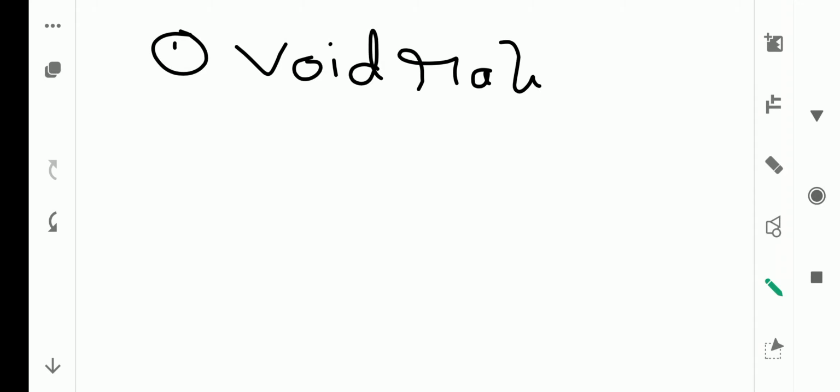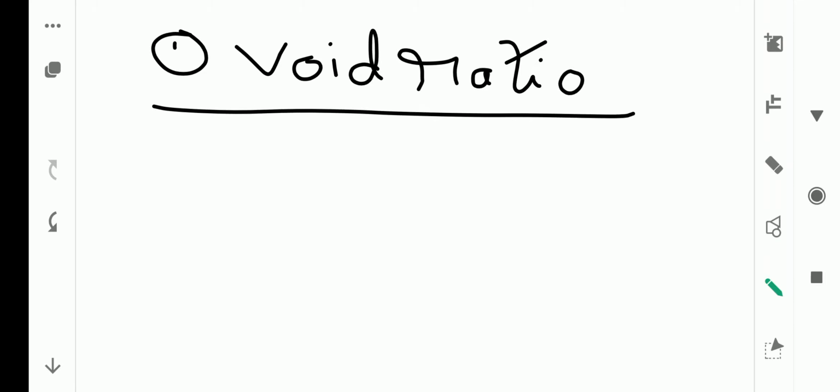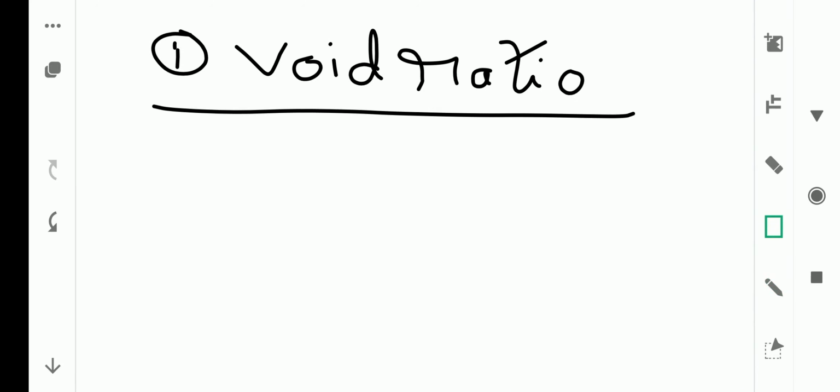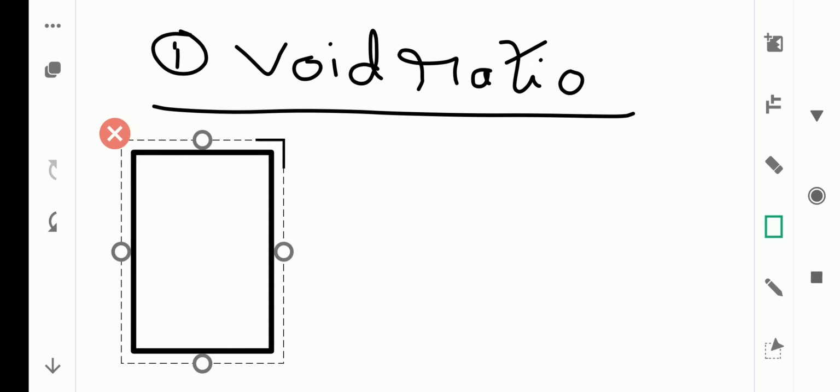First one is void ratio. You can also think of simply that some basic terms that we are learning. As we have to move ahead in soil mechanics, we must know some basic terms, right? Number one is void ratio. So let us go to the three-phase diagram, right?